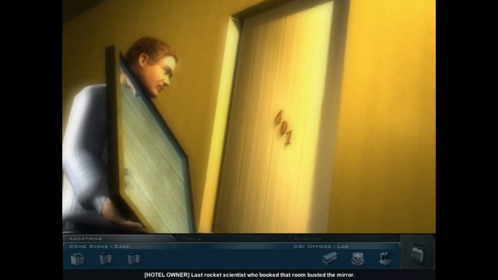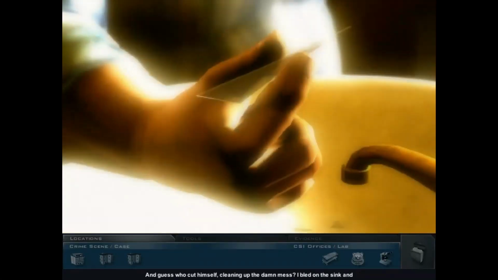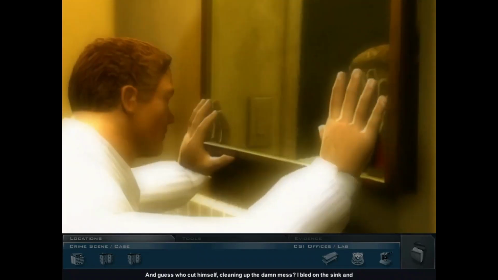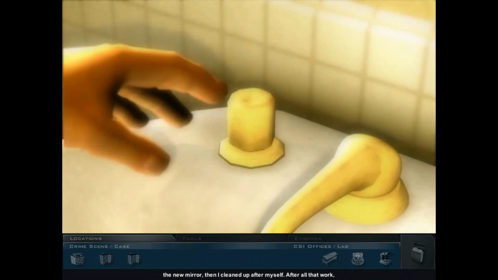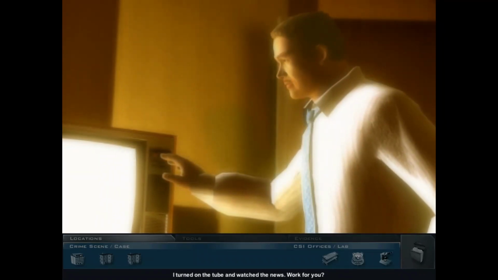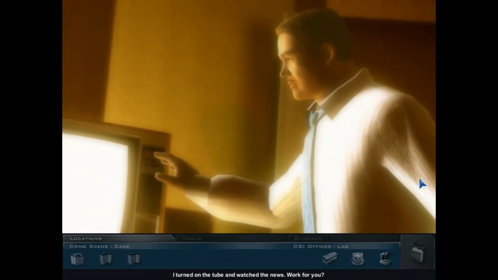Last rocket scientist to book that room busted the mirror. And guess who cut himself cleaning up the damn mess? I bled on the sink and the new mirror. Then I cleaned up after myself. After all that work, I turned on the tube and watched the news. Work for you?